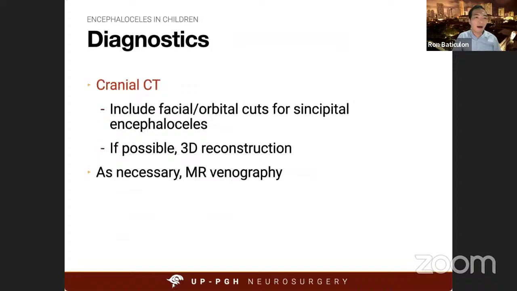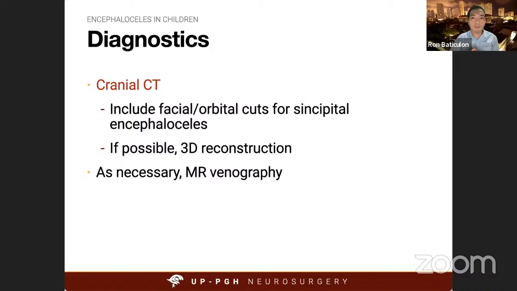So what do we do then? Most of the time, what we request is a cranial CT. The nice thing about a cranial CT is that you get an idea about the bony defect. As I've said, this is very important so that you could plan your repair. You could also make the accurate diagnosis. If it's a sincipital encephalocele, it would be a good idea to include facial and orbital cuts, just so you're sure that you're getting the inferior most portion of the sac. And so you could plan your repair accordingly.